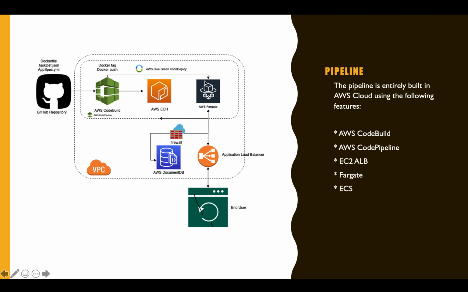And once we have a Fargate definition built, services can be spun off using ECS, Elastic Container Services, that uses Application Load Balancer to expose it to the internet. And also the DocumentDB is housed in the same virtual private cloud, so it is possible to connect to it using a firewall. So this is the overall setup of the architecture, the pipeline for this project. So that once you commit code to the GitHub repository, everything else happens seamlessly.